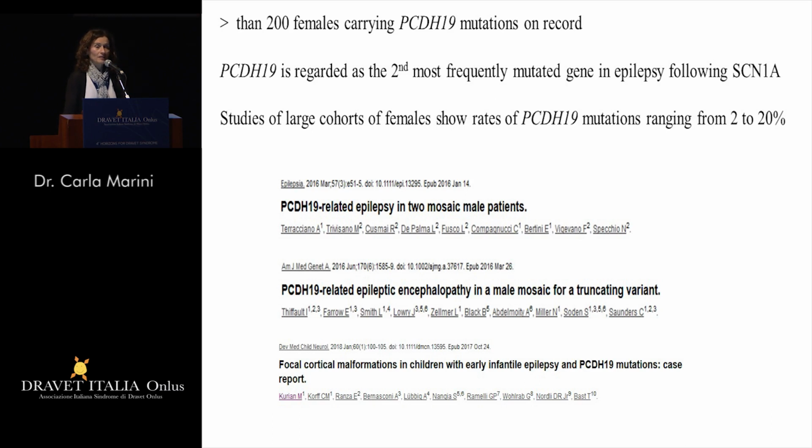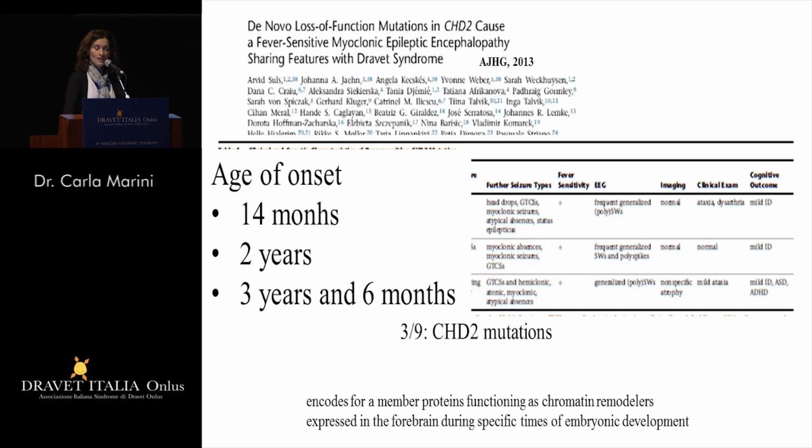So at present, there are more than 200 mutations reported in this gene, and we know that PCDH19 is the most frequently mutated gene in epilepsy, following SCN1A, and studies of large cohorts of female patients showed that mutations in this gene range from 2 to 20%. And the more patients we study, the more things we find. So now we know there are also a few males affected with mosaic mutations, and there are also patients with malformations of cortical development, cortical dysplasia, with PCDH19.